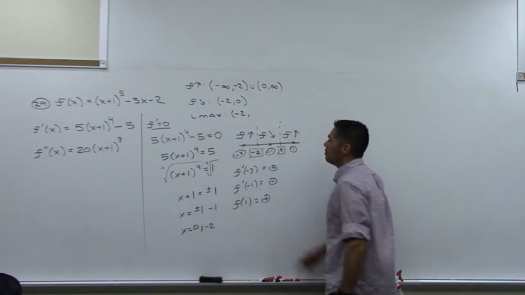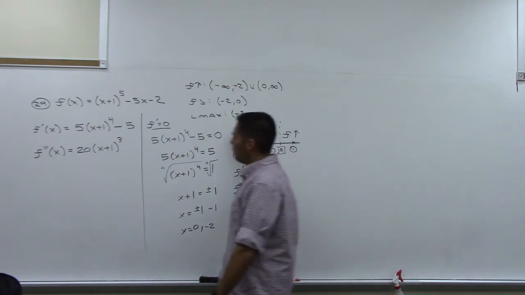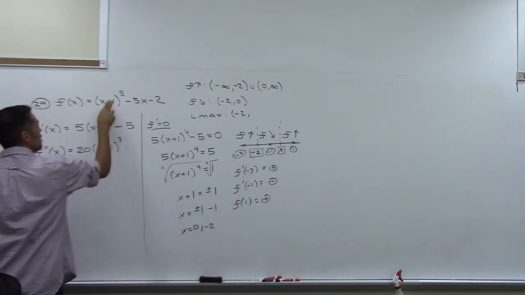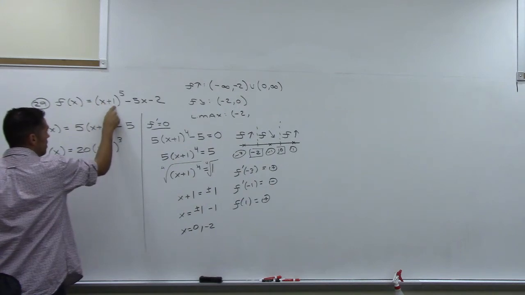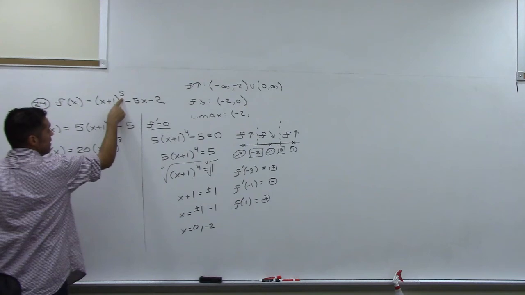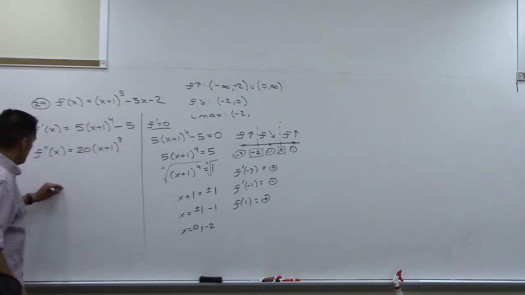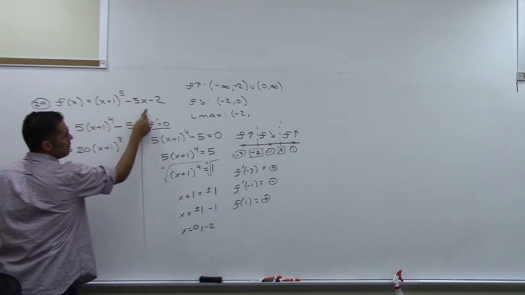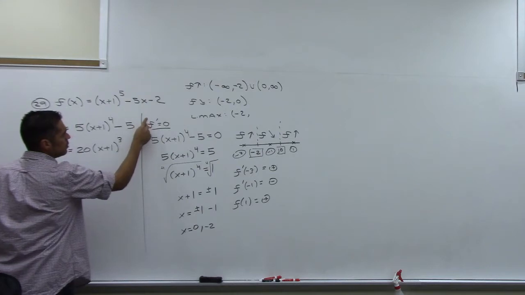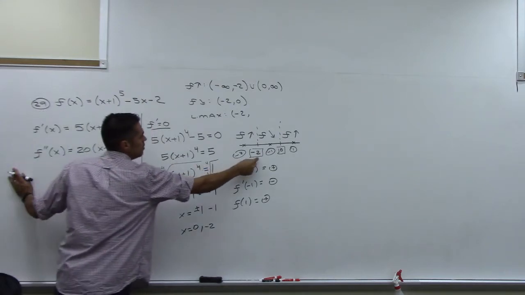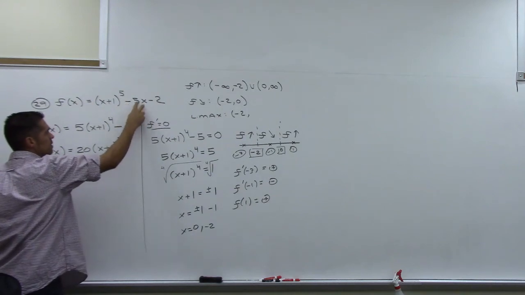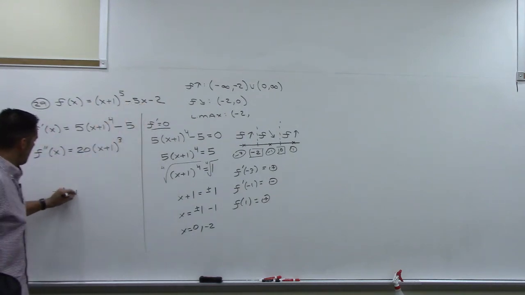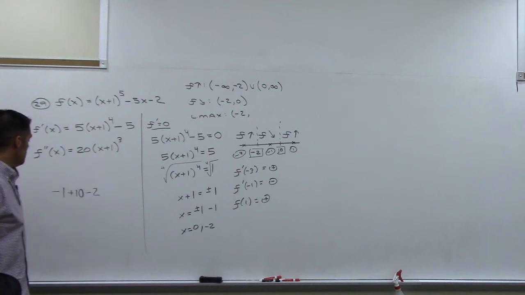And let's plug negative 2 into our function and see what we get. So if I plug negative 2 into the original function, negative 2 plus 1 is negative 1. Negative 1 to the fifth power is negative 1. So I have a negative 1 out front, and then I'm plugging in negative 2 here. So negative 5 times negative 2, that's plus 10, and then take away 2. So we should get 7.